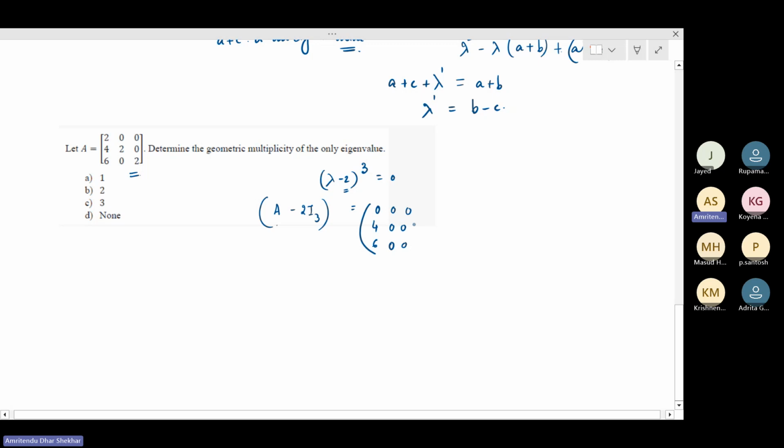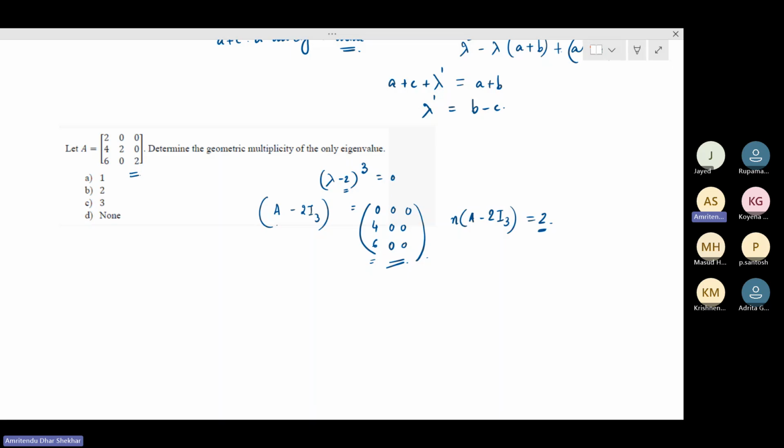Okay. So it is obvious, I mean, it's already in a canonical form, that the rank of this matrix is equal to 1 and the nullity of this matrix is equal to 2. So the nullity of A minus 2 I3 is equal to 2. So the geometric multiplicity is 2, whereas the algebraic multiplicity is 3.